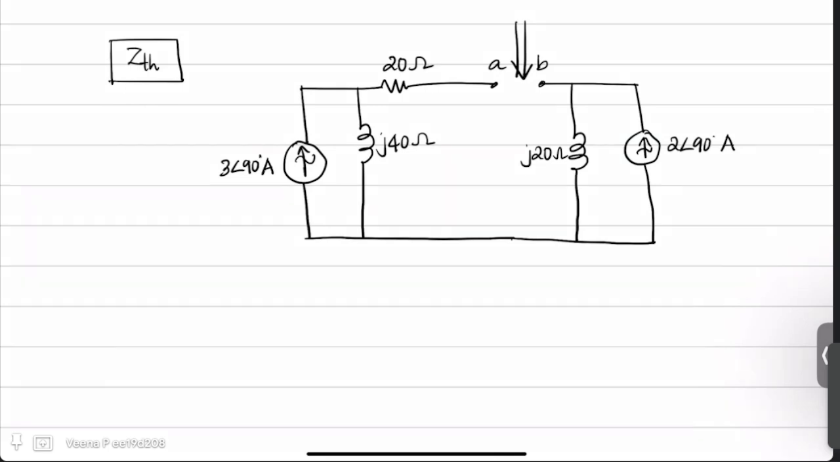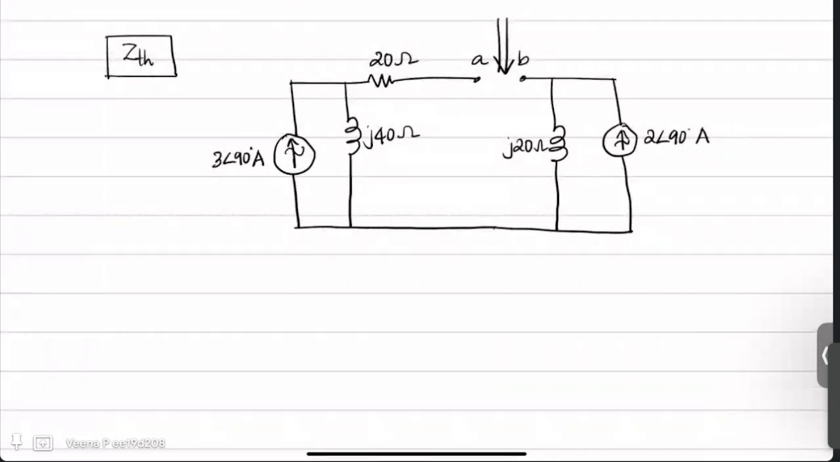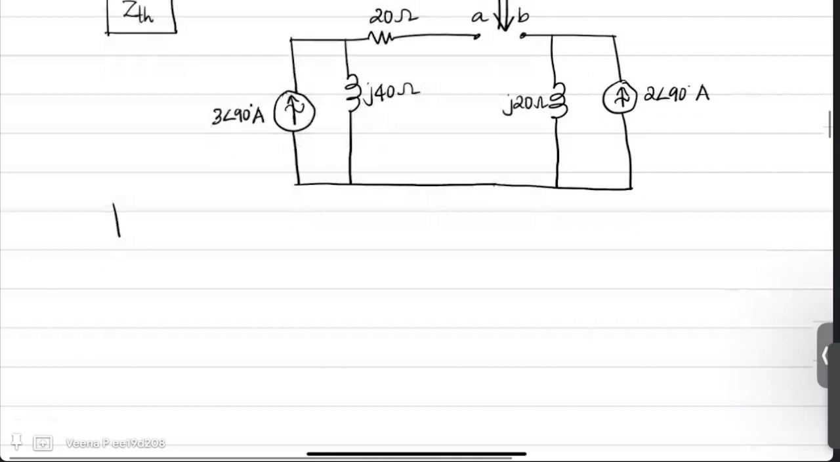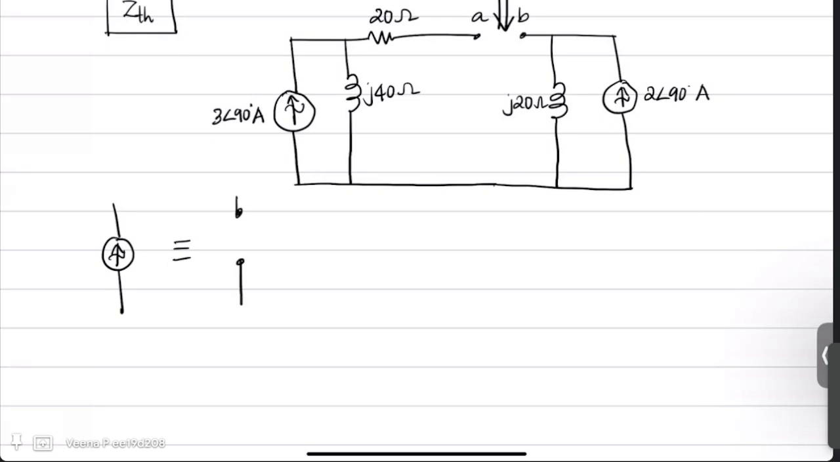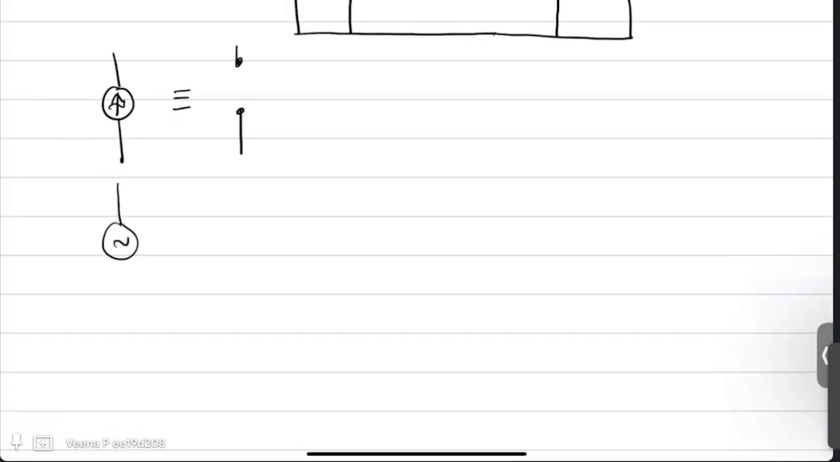While finding Thevenin equivalent impedance, we have to take away all the independent sources in the circuit and replace them with their equivalent internal impedance. For a current source, whether alternating or constant, in the given problem it is alternating, the internal equivalent impedance is infinity. So you have to replace the current source with an open circuit. Whereas in the case of a voltage source, you have to replace it with a short circuit, because the internal impedance of a voltage source is 0 and that of a current source is infinity.